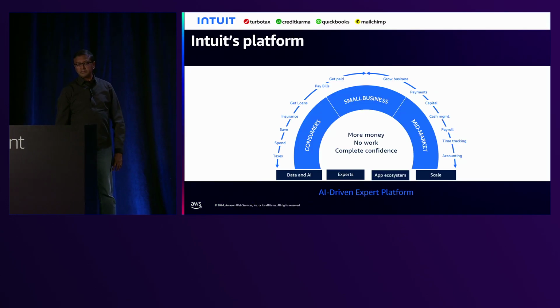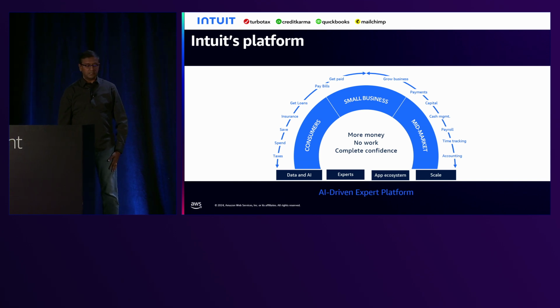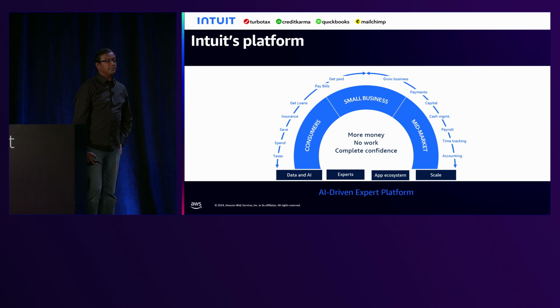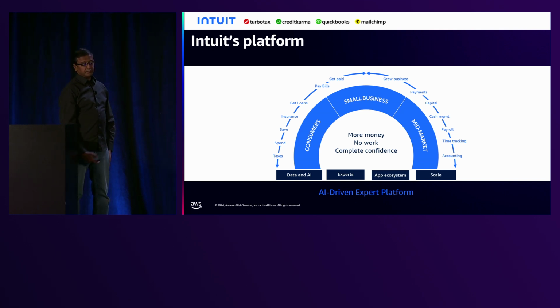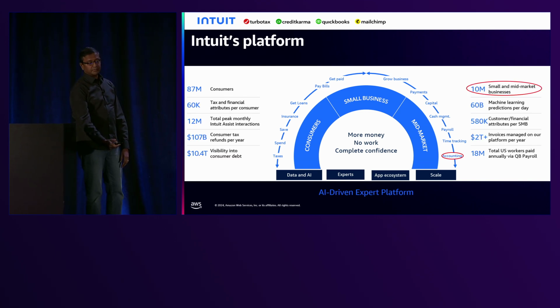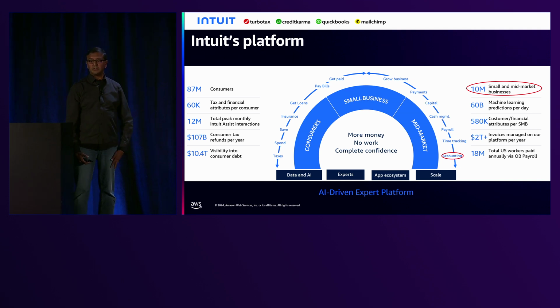We are an AI-powered fintech platform serving consumers, small business, and mid-market customers through TurboTax, Credit Karma, QuickBooks, and MailChimp. When I say QuickBooks, you may think of bookkeeping or accounting, but QuickBooks does a lot more than accounting today. As you see the feature breadth we have, accounting is one of the many things. Our platform helps you manage business, and accounting happens along the way. And we do this at a massive scale. Over 10 million small and mid-market customers use QuickBooks, and we recently launched our enterprise offering.